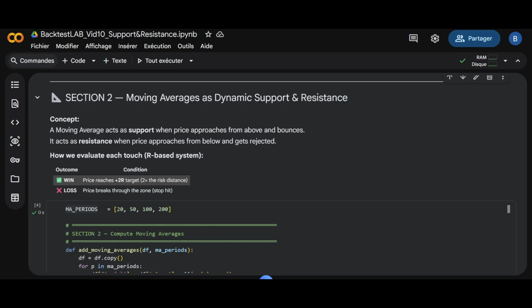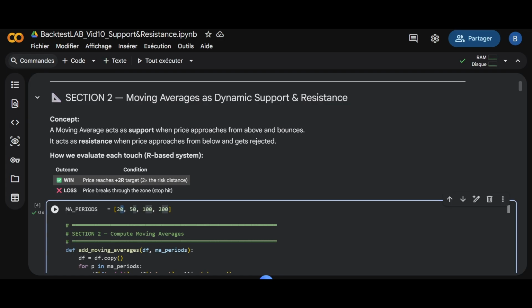First, we test moving averages. Basically, we are getting the average price of the last 20 candles, 50 candles, 100 candles, and 200 candles. And the moving average acts as a support when price comes from above, and resistance when the price comes from below and rejects. Let's see an example.